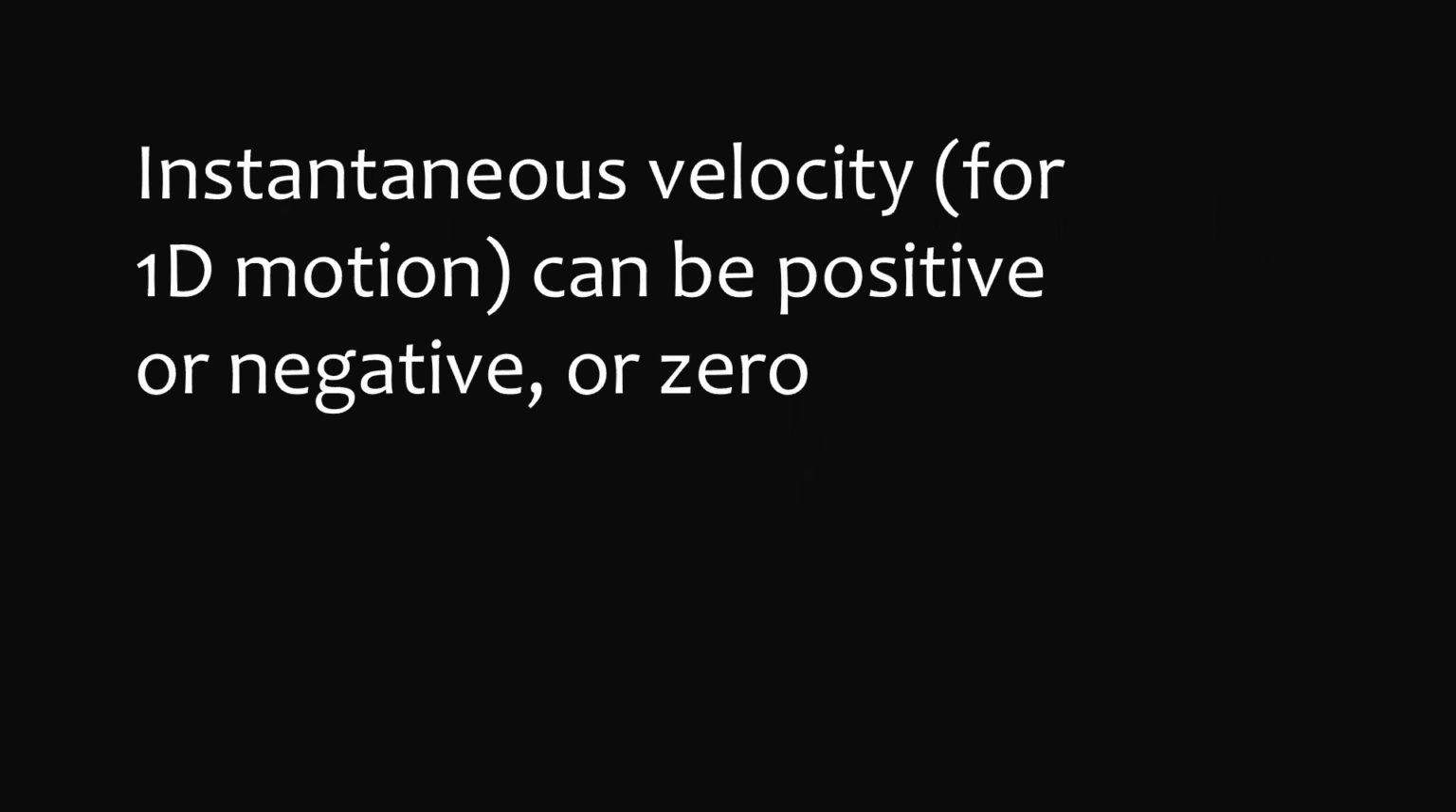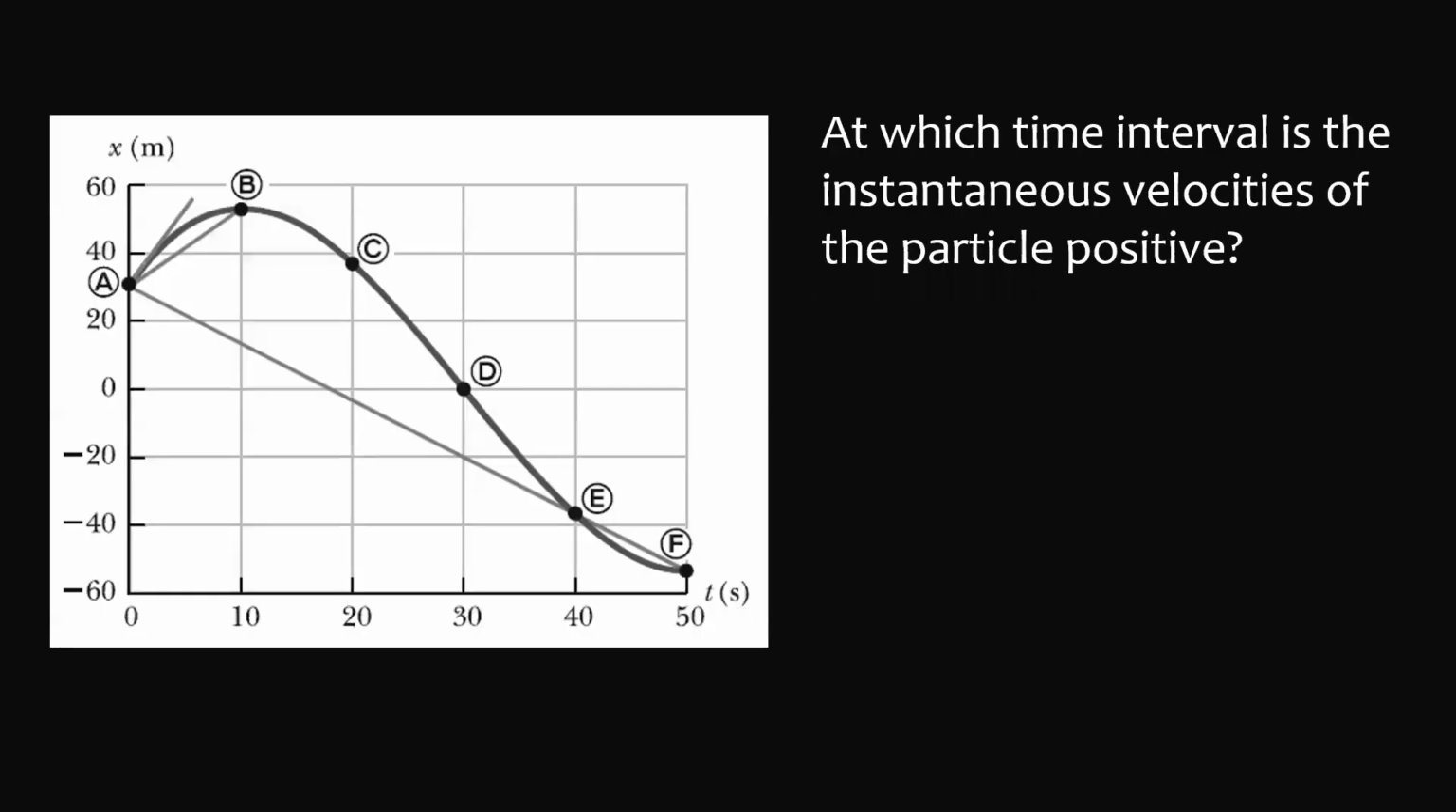If the instantaneous velocity is positive, that means that the slope is positive, or the slope can be negative, or the slope can even be zero. So let's look at this graph of the position versus time of a particle moving horizontally. At which time interval is the instantaneous velocity of the particle positive?